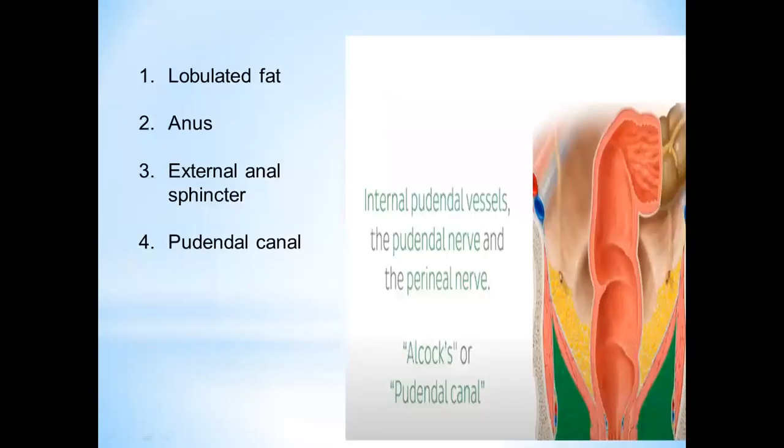Now what are the nerves that it contains? So it contains the fat, the anal canal, the external anal sphincter, and the pudendal canal. Now pudendal canal contains internal pudendal vessels, pudendal nerve, and the perineal nerve. So these all together form the pudendal canal. If I ask you, what is the content of the pudendal canal? Can anyone tell me?